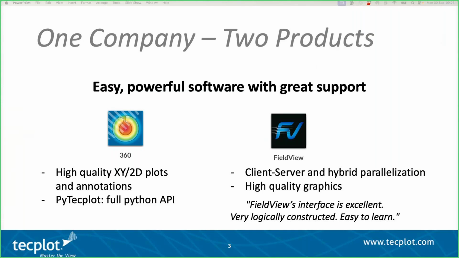And I'm going to say actually that a lot of the customers that I've shown in the previous slide have both software in-house. And, if I try to summarize it, I think 360 is more well known for the quality of its 2D and XY plots. You can have very nice annotations. It supports LaTeX in its annotations. You can export your plots to raster or vector formats. So for academic publications, it's really high quality. And it also has a very nice Python interface that we call pytecplot.